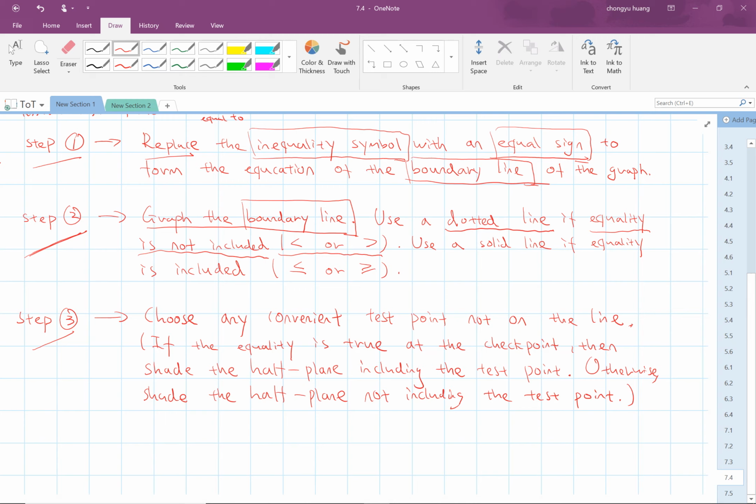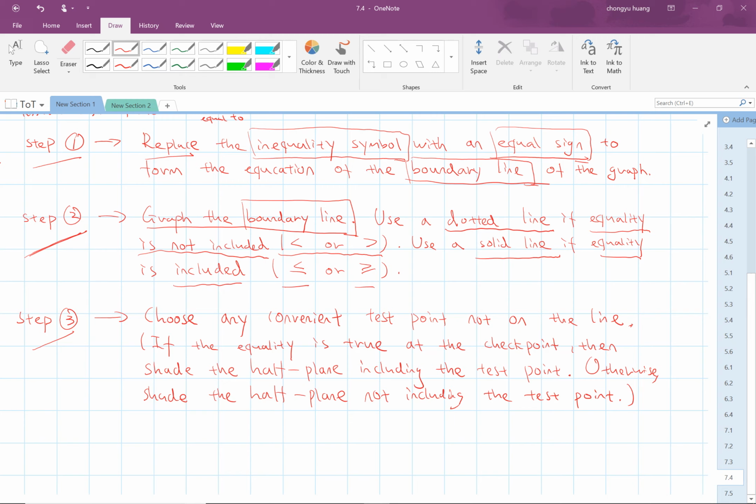And you have to use a solid line if the inequality is included. So whenever you see the symbols less than or equal to and bigger than or equal to, it means the points on the line are included, so you have to use a solid line. Makes sense, right? Let me talk about this again.